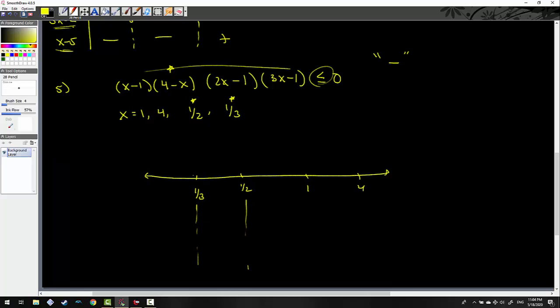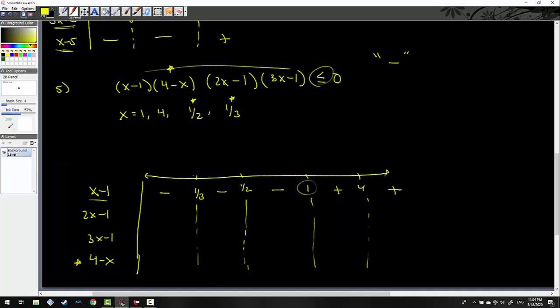All right, so one big hunkin' sign chart here. I'm going to throw down x minus 1, 2x minus 1, 3x minus 1, and I'll throw down 4 minus x last. And again, I'm going to put a star next to him because something's going to happen with him that I don't know if you're going to be comfortable with. So using the shortcut, x minus 1 is 0 at 1, which means his signs will be minus, minus, minus, plus, plus. Remember, anything before the 1 is negative, anything after the 1 is positive.